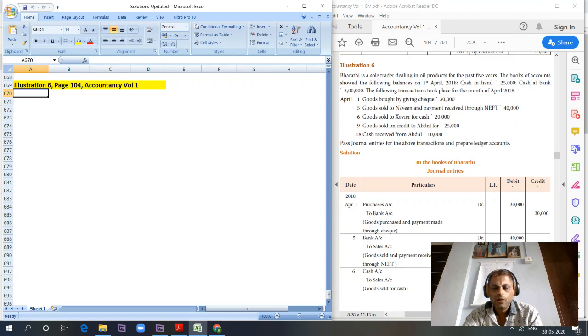Bharat is a sole trader dealing in oil products for the past 5 years. The books of accounts showed the following balances as on 1st April 2018. Cash in hand 25,000, cash at bank 3 lakhs. The following transactions took place for the month of April 2018. Let's first journalize these transactions. Goods bought by giving check.